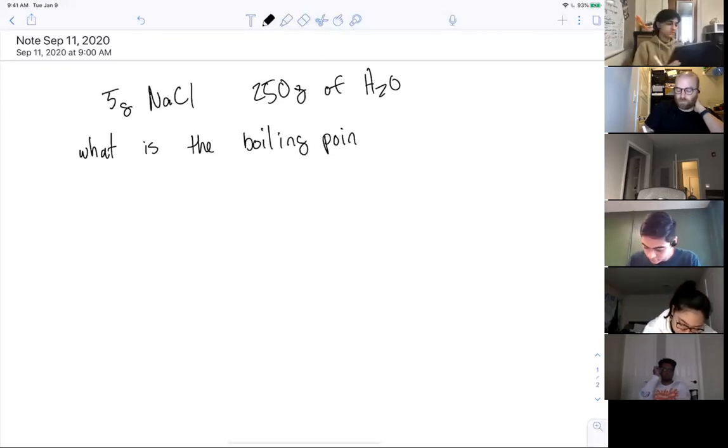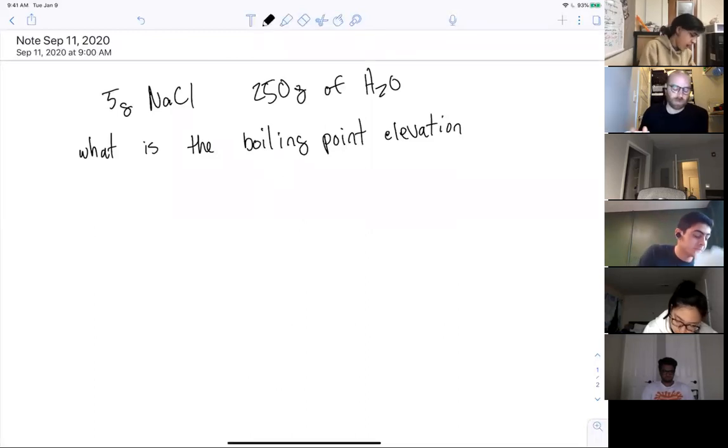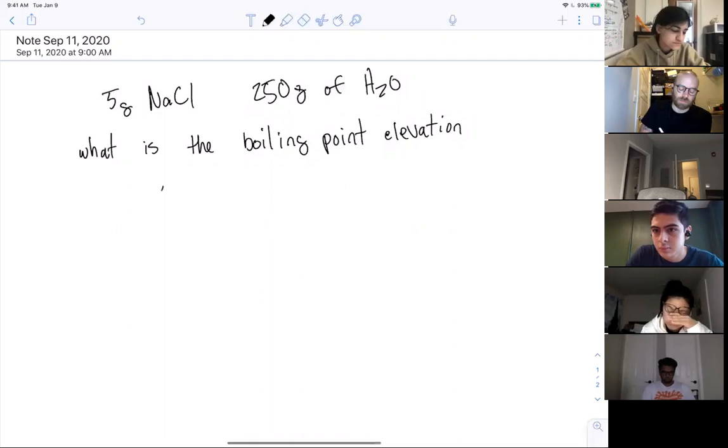So we know from studying colligative properties that if you take a non-volatile solute and you dissolve it in water, you end up seeing the boiling point increase. And there's just a quantitative relationship between those two things. We can use this simple equation to knock that out.